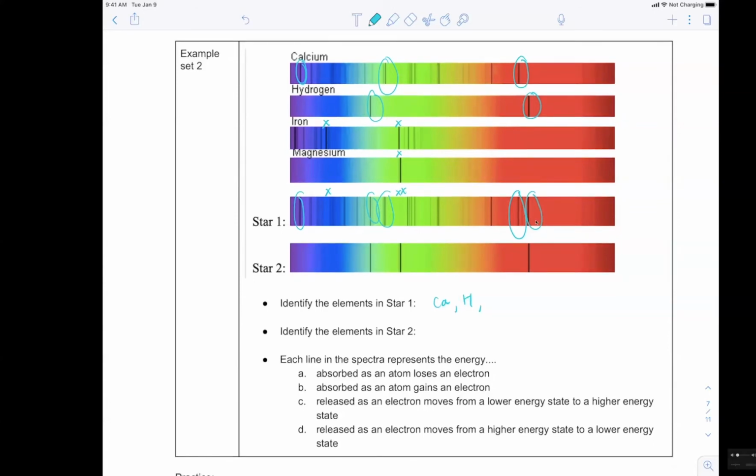And now this one, because it has so many lines, it's kind of hard to tell sometimes. But star 2 should be a lot more straightforward. So take this poll, and while you guys do that, I'm gonna take attendance.